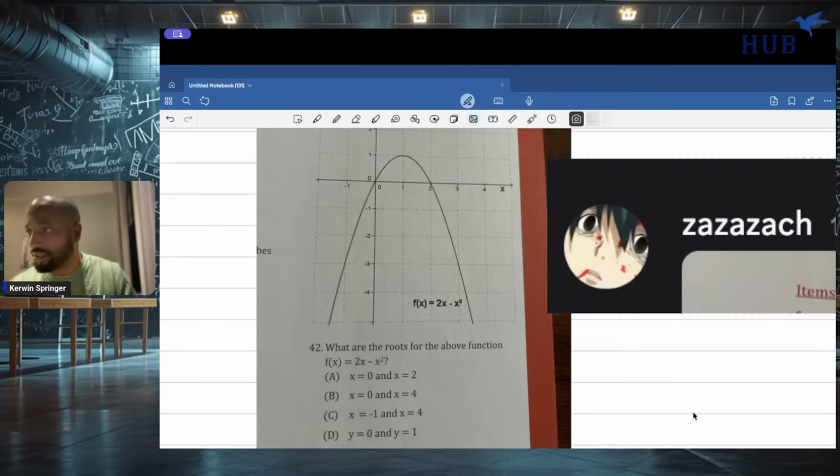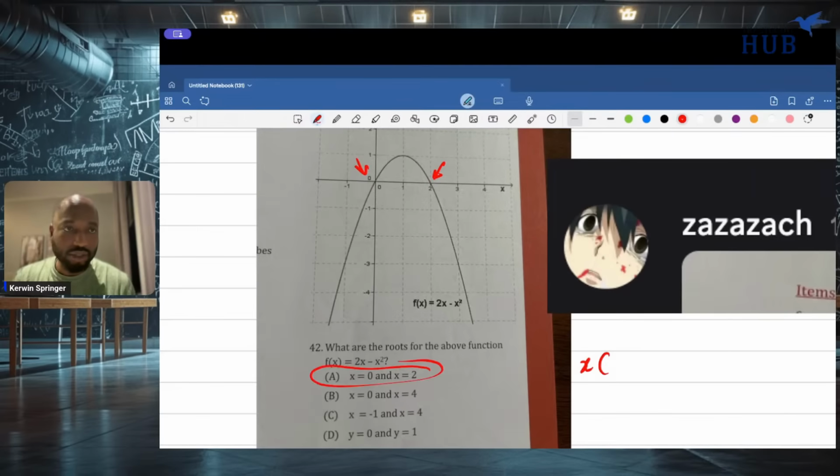What are the roots of the above function? f of x is 2x minus. All right, if I factorize x, I'll get x into. I don't even need to do that. Look at the graph drawn right here: 2 and 0. Come on. x is 0, 2. A is the answer.